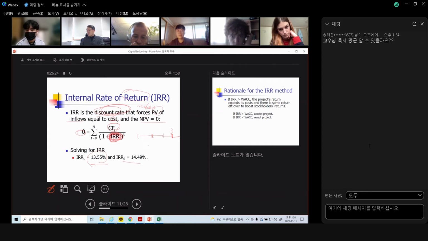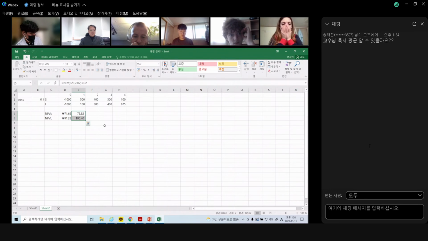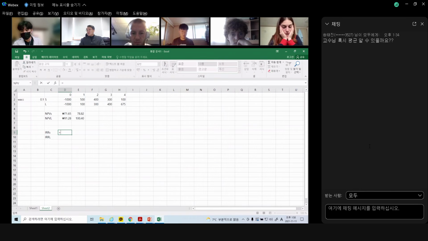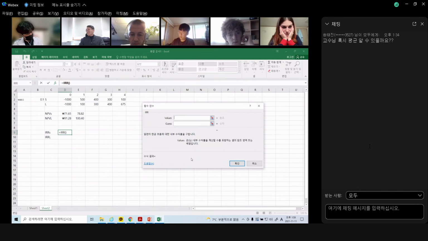If we use the Excel spreadsheet, you can solve the IRR. How? Let me show you. By the same example, IRR for S and IRR for L. Calculating the IRR using Excel is much easier than calculating the net present value. What is the function name to calculate the IRR? Just IRR. So simple, right?